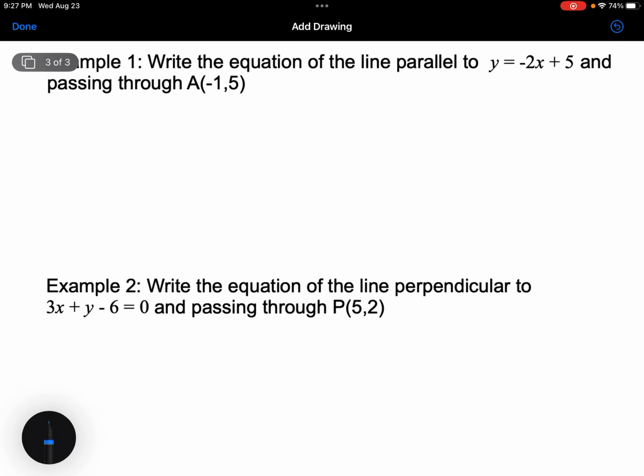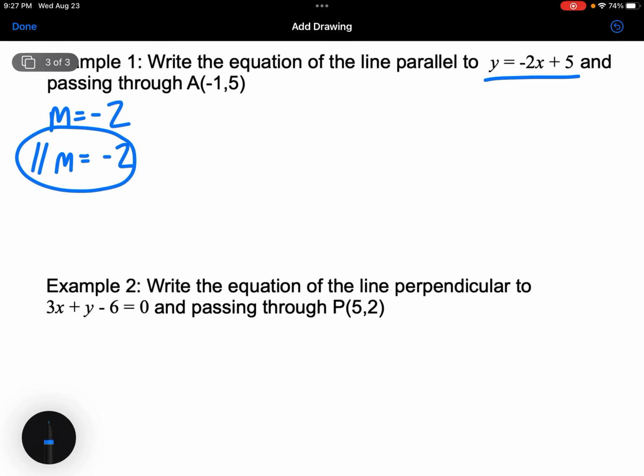Here, it's parallel to this line. We know that the slope of that line is -2, so that means our parallel slope is also going to be -2. Those two lines just mean parallel. So we now have a slope of -2. We know that we're passing through this point, but that doesn't actually tell us the y-intercept, so we're going to have to do a little bit of work to find that.